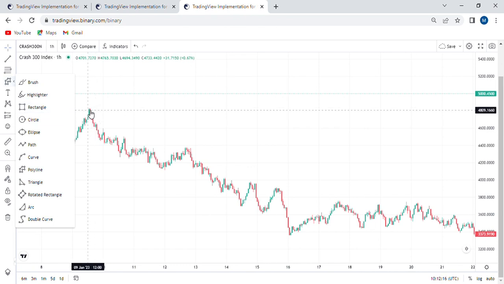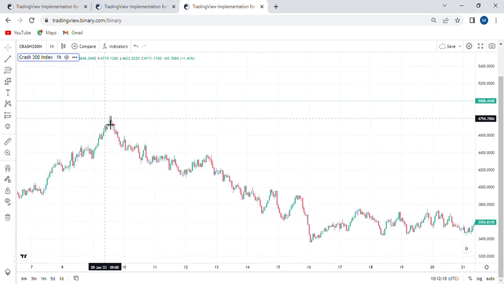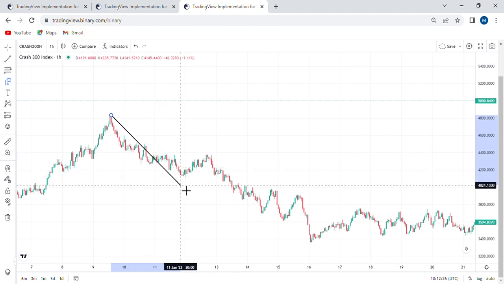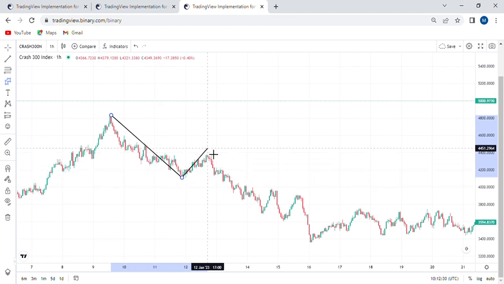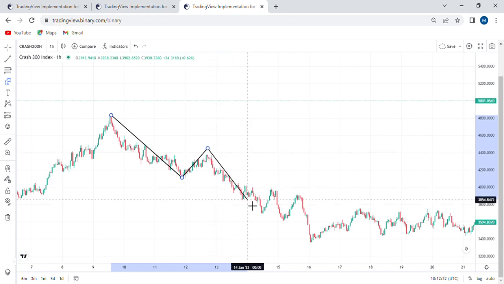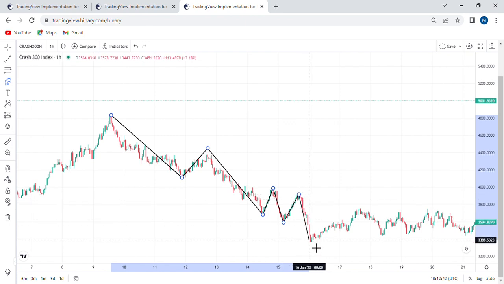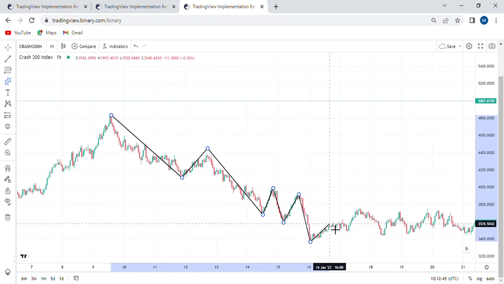So we have this. We have our high here. Then we have our low here. We have a lower high, lower low. Okay, a lower high. This is another lower low, a lower high. Then a lower low, a lower high, a lower low. Okay, so that's how the downtrend moves.